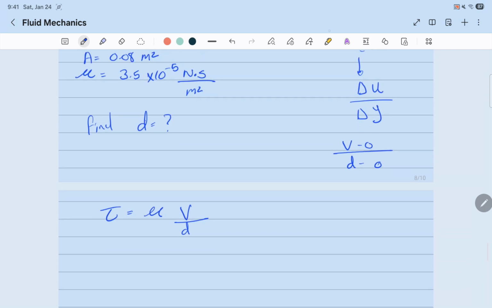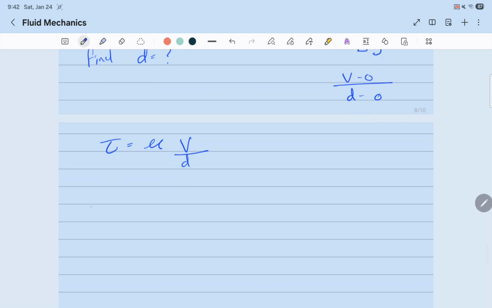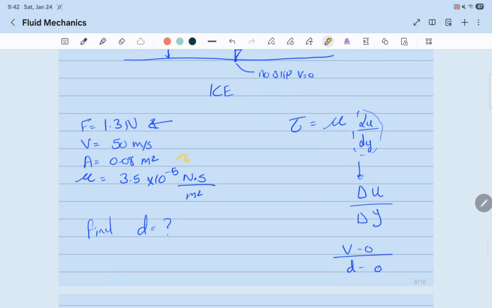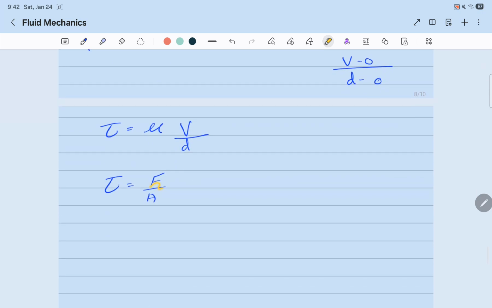Okay, now we have the velocity, we're looking for the thickness, we have viscosity, but we don't have shear stress. From the previous class, we know that shear stress equals force divided by area. We do have the force and the area, which are given here. So let's substitute our numbers. Before that, we'll substitute this into the equation. We'll say that F over A equals viscosity times velocity over d.